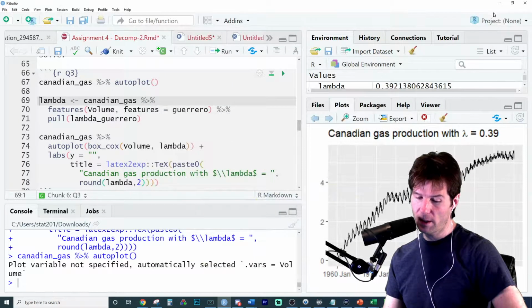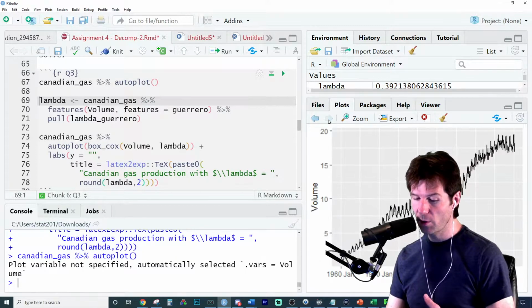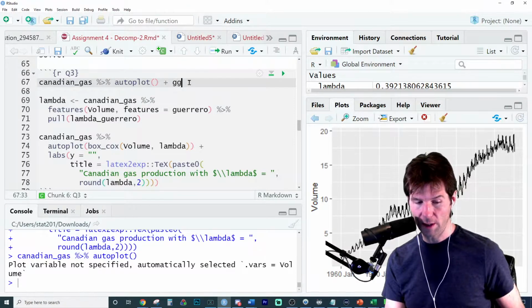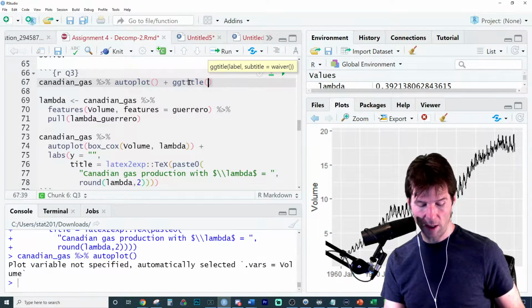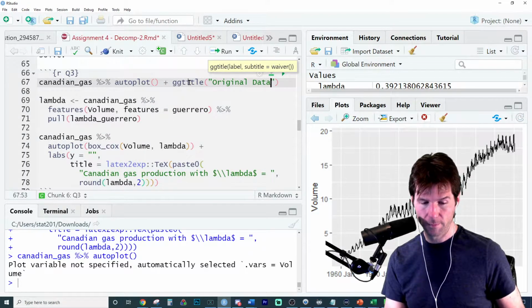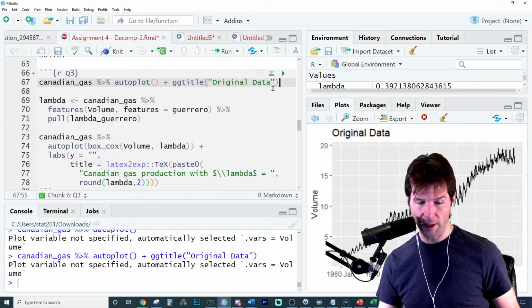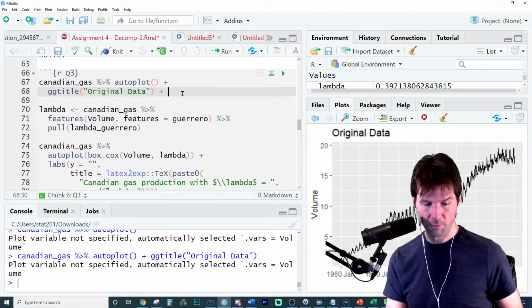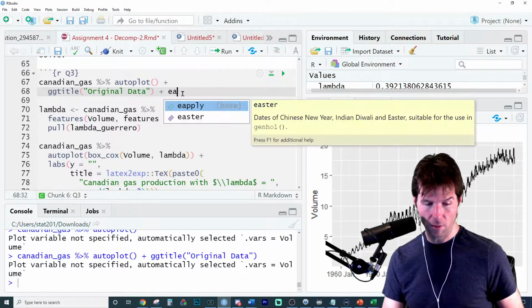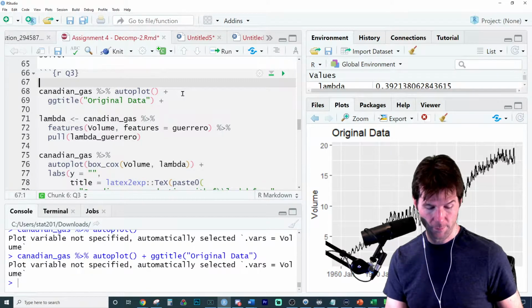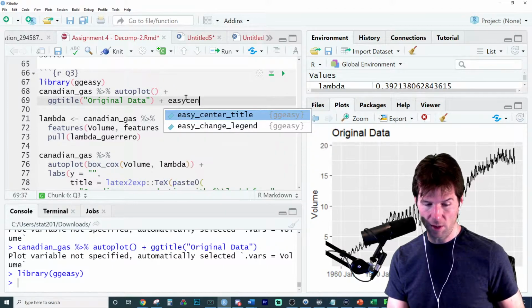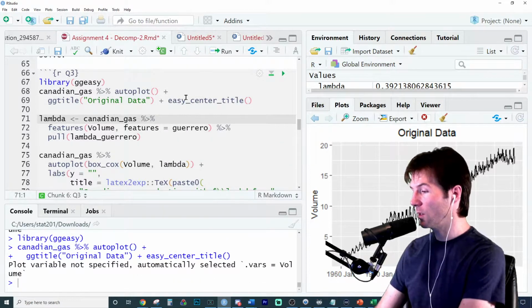So when you look at this and express this in your own words, here's the original data. So we should be able to go here to plus ggtitle, and we should say original data. There's the original data. And, no, I got to load my other library. Library ggeasy. There we go. And then easy center title. I love everything to look nice. So there's my original data.